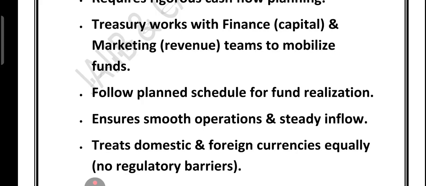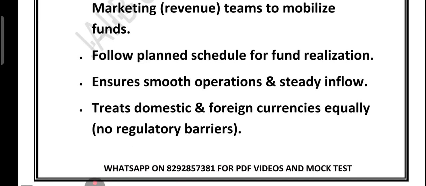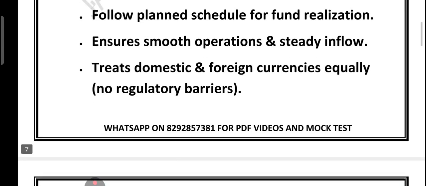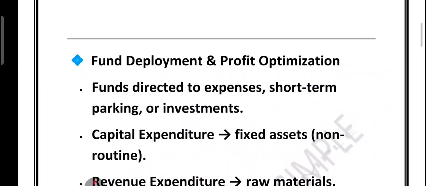It is inseparable. Now friends, following a planned schedule for receiving funds helps maintain smooth operation and a steady inflow of cash. And remember, both domestic and foreign currency are treated equally for fund management. There are no regulatory barriers in this context. The third important function is fund management and profit optimization.